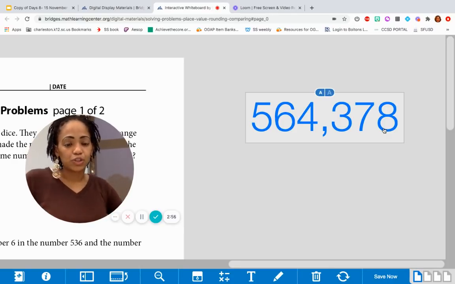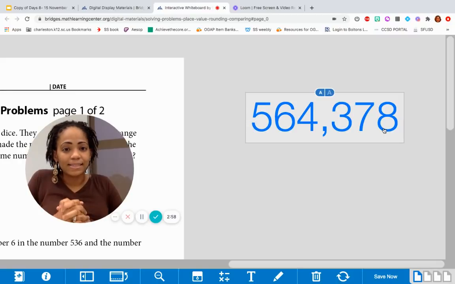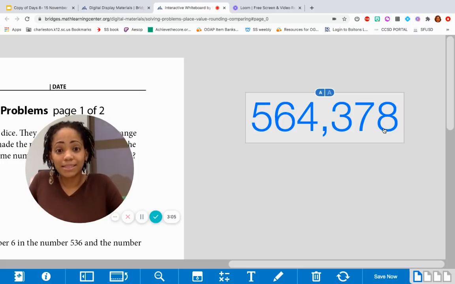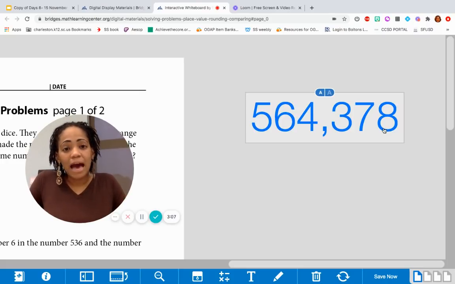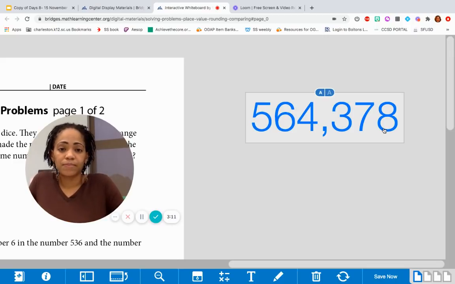564,378. So now my question is, what place is the 7 in? Right, it's in the tens place. So what value does it have? How much would 7 tens be worth? Yeah, it's worth 70. You got it.